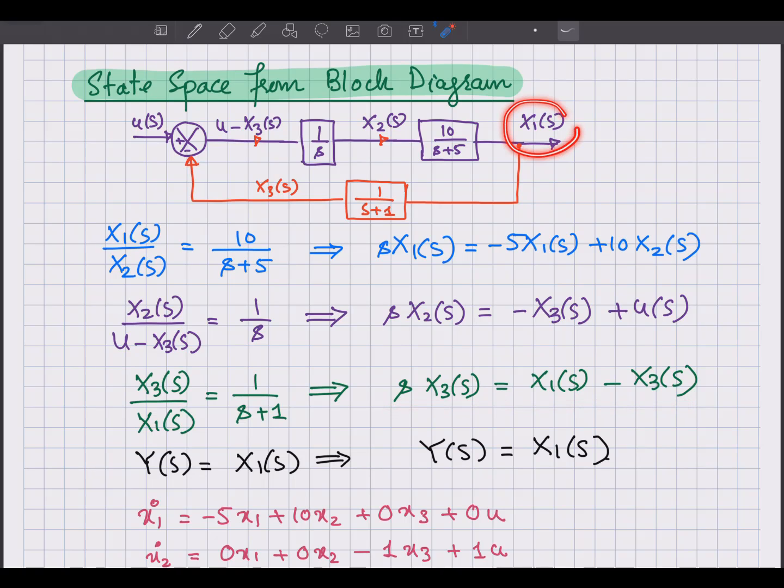Okay, and what is the output? The output is x1 of s. So the output equation can be written like this. From this block diagram, I have considered these 3 points, and this is the integrator, this is also an integrator, but with some gain and this frequency over here. For this summing block, the input is u of s, and x3 is coming from here, so the output is u minus x3s. That's why we have reflected that in this transfer function.